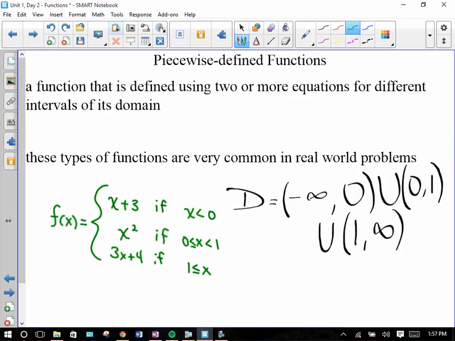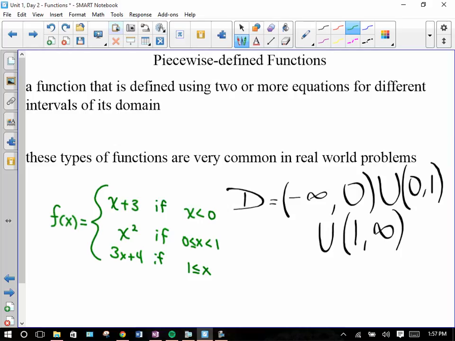So that's an example that you may want to have written down, just that way you see what the idea of a piecewise function is. So what you see is that you have a function that is defined, so these are the definitions of it, using 2 or more, so in this case 3, equations for different intervals of its domain.